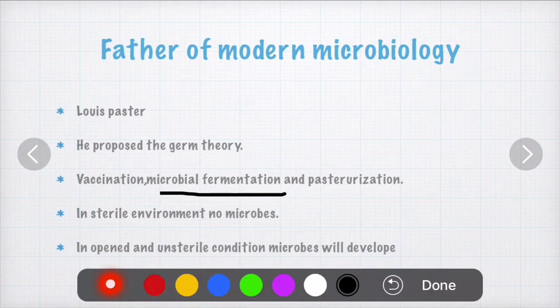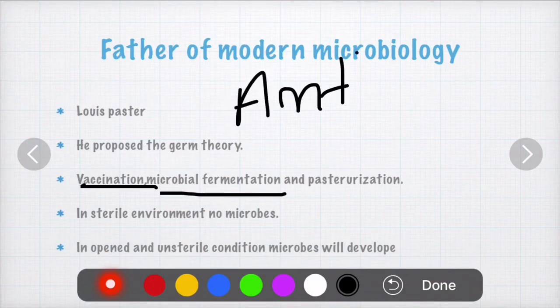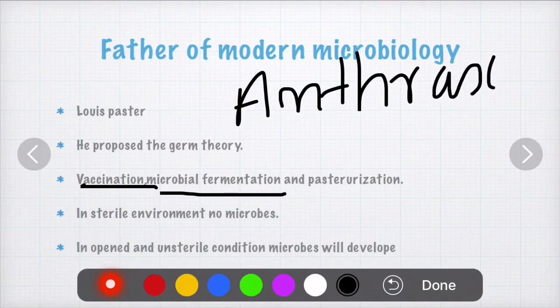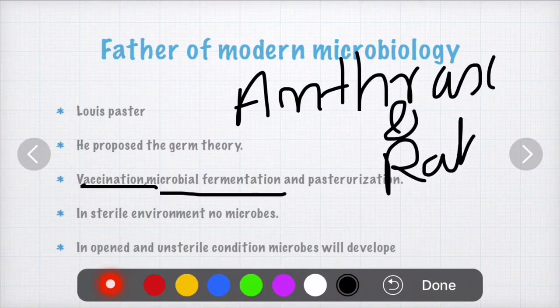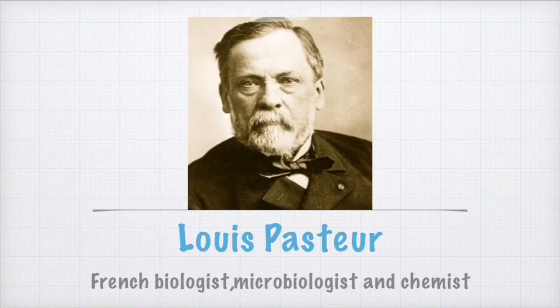Next is microbial fermentation. He is also the very first person to document that microorganisms are responsible for the process of fermentation, and he also invented vaccines for anthrax and rabies. So this picture shows Louis Pasteur. He's a French biologist, microbiologist and chemist.